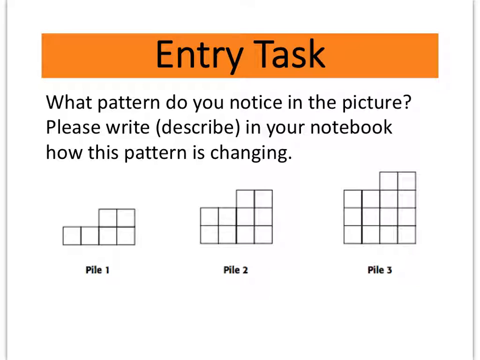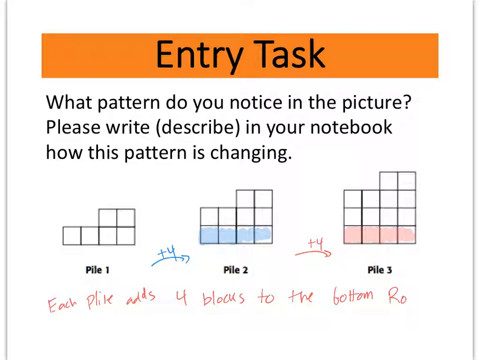So a student in one of my classes said, from pile 1 to pile 2, all of these are new. So it's a plus 4 pattern. So if I go over, it's a plus 4. And then if I go again to the next one, again, the bottom row is what's new. So the bottom row is what's new, and it's just another 4 being added. And so we got this plus 4 pattern going on there. So if I were to write this down: each pile adds 4 blocks to the bottom row. And so that's a nice way of describing it.